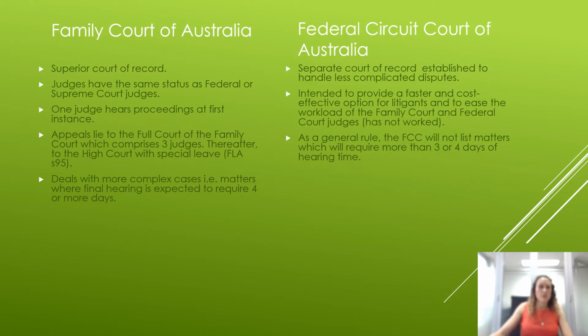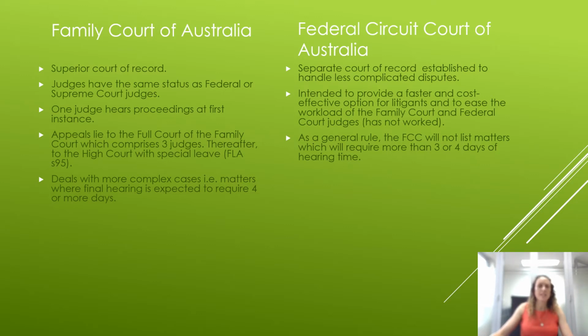The other court, the Federal Circuit Court of Australia, tends to deal with less complicated disputes. It's intended to provide a faster and cost-effective option for litigants and to try and ease the workload of the Family Court. Look, the reality is that both courts are overburdened and under-resourced. Do not expect your matter to be handled expeditiously, and that's not through any fault of those who work in the system and try to do their best to have matters listed and heard as quickly as possible and dealt with as quickly as possible.